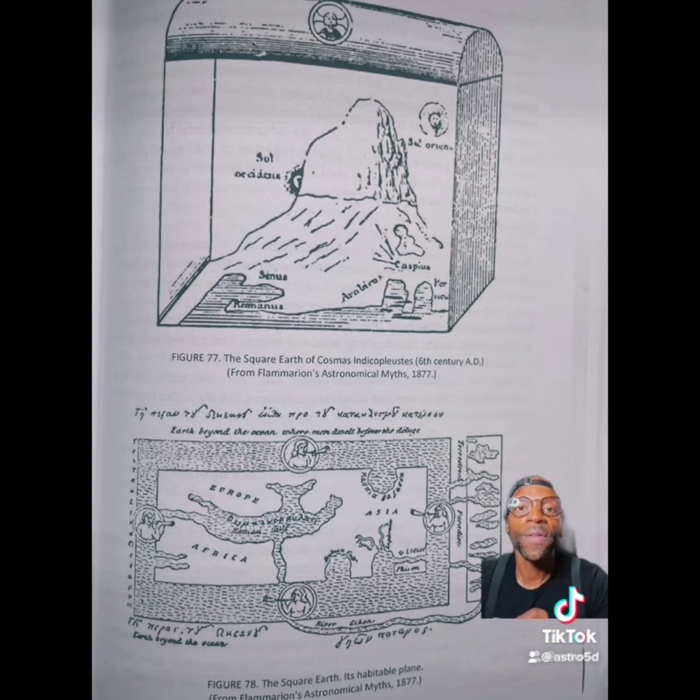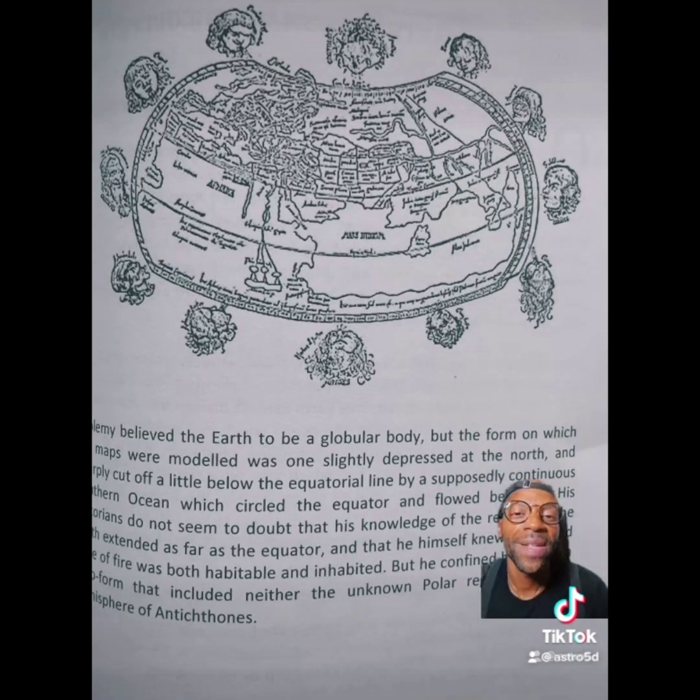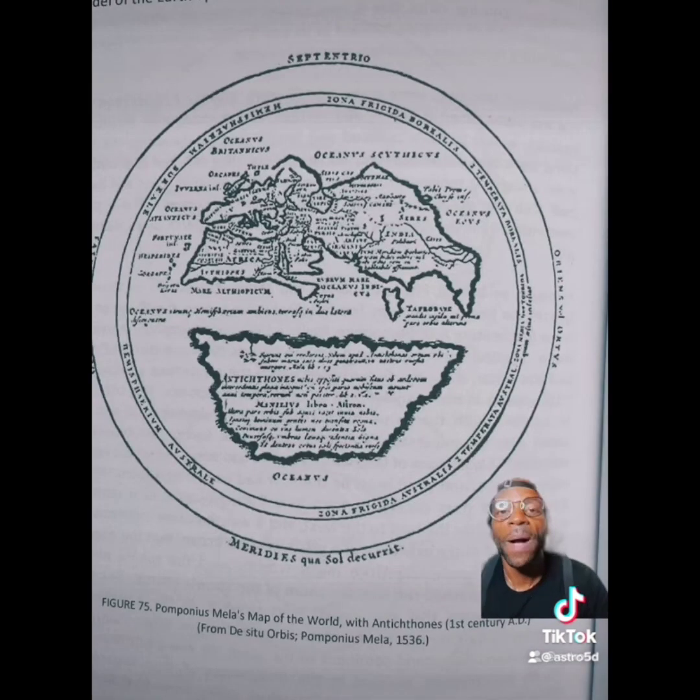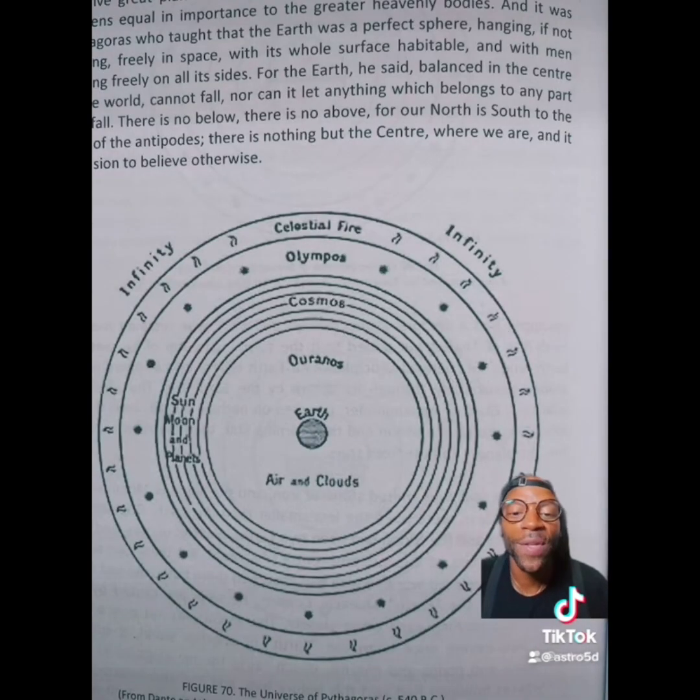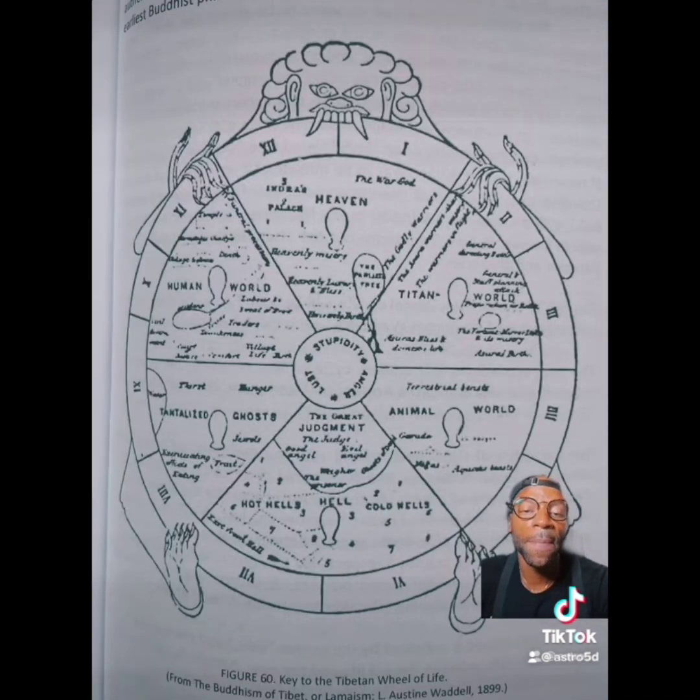Here's the square Earths, 6th century AD. Here's another map, and you can see that there are blowing winds in the Earth. Again, I ask you, where does wind come from? Pomponius world map from 1st century AD. Here's the universe of Pythagoras from 540 BC. This is the key to the Tibetan wheel of life. It's the journey of a soul.